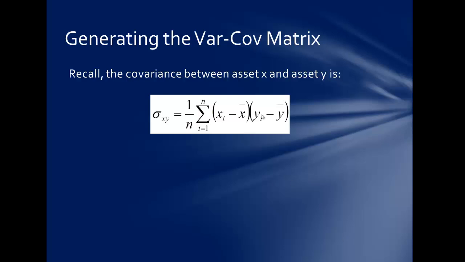Recall that the covariance between assets X and Y is calculated this way. For every period, you take the X observation and subtract its average, the Y observation and subtract its average, and then multiply those two. So if you're doing monthly returns, every month, take the return to asset 1, subtract its average, return to asset 2, subtract its average, and then multiply them. Add up all of those products from every single month, and then divide it by the number of months. So that's how you get covariance.